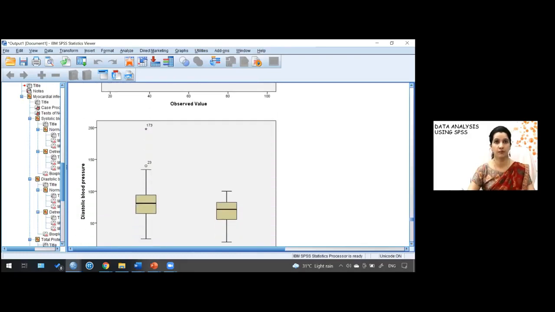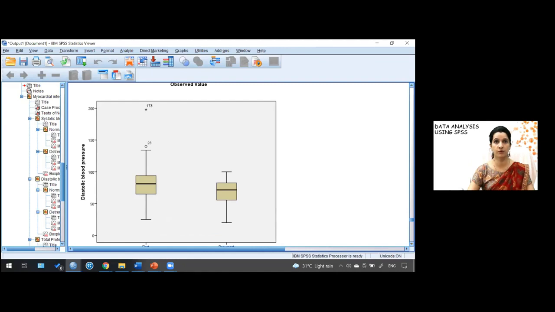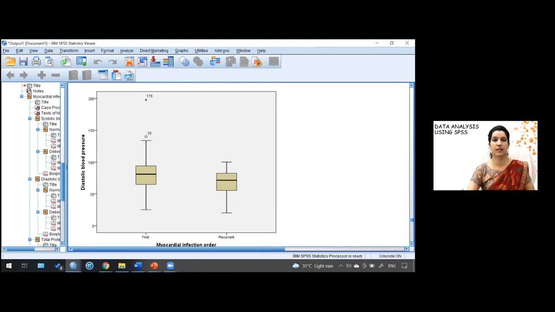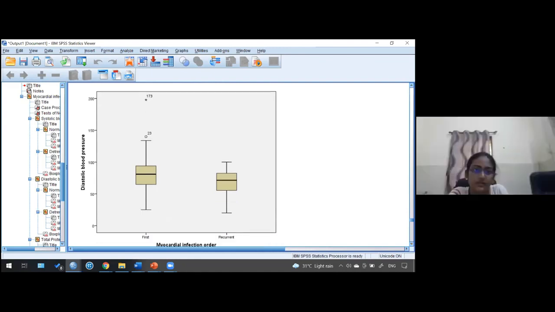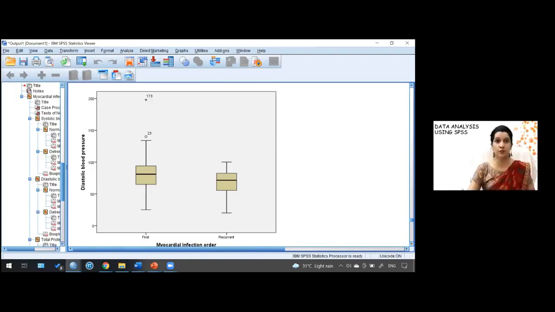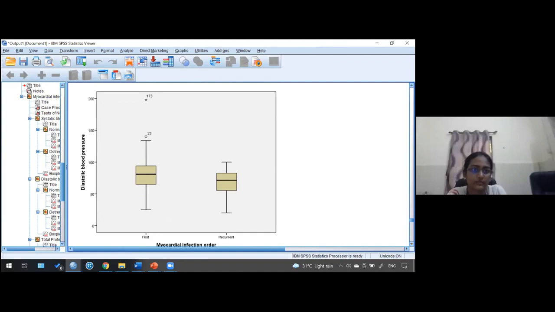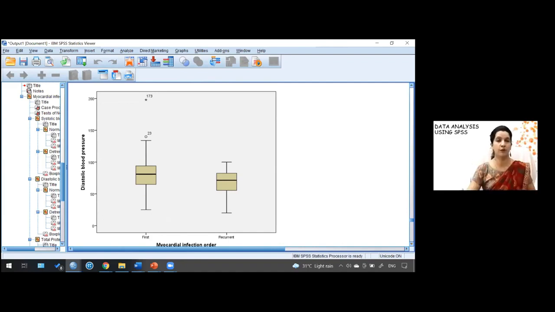So now can anyone comment on this box plot? One of you can do this for me. There is one normal outlier and one extreme outlier. In which group? In first MI. Yes. So you can write that the box plot of diastolic blood pressure with the first order MI has shown two outliers. One was extreme and one was normal, which were kept for the analysis. That's the way you will write.